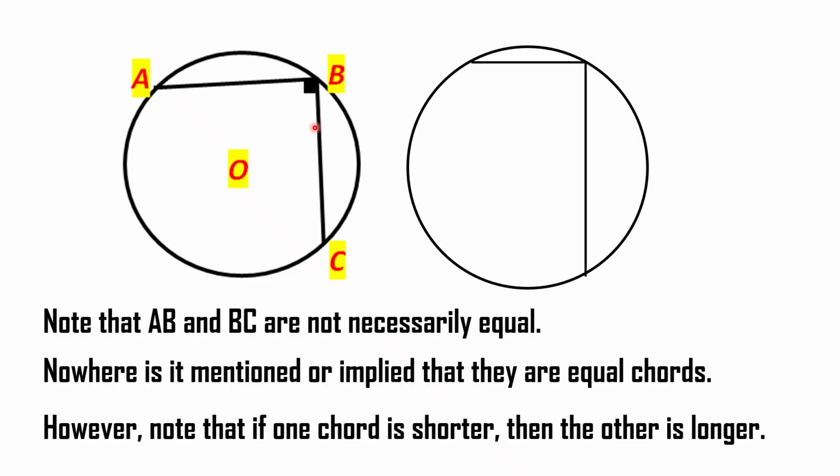But remember that if one of the chords is shorter, then the other chord will be longer. For instance, if the horizontal chord is shorter, then the vertical chord will be longer, and if the horizontal chord is longer, then the vertical chord will be shorter. So there's an inverse relationship. You cannot make two very short chords or two very long chords. You can make them equal, or if one of them is short, the other will automatically be long. Now we shall calculate the angle AOC without assuming that AB equals BC.